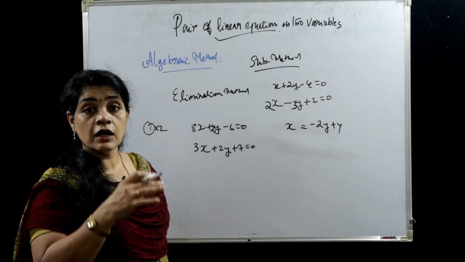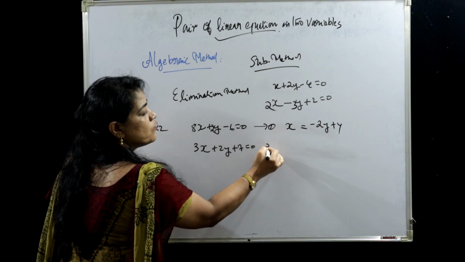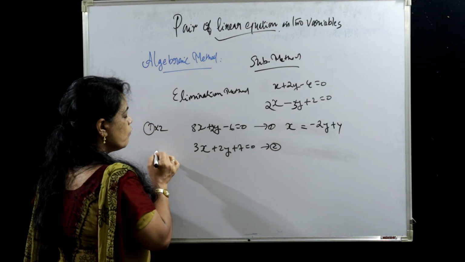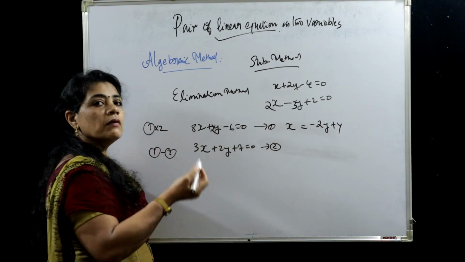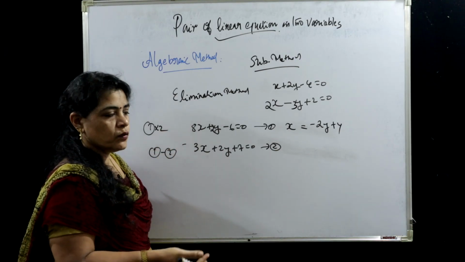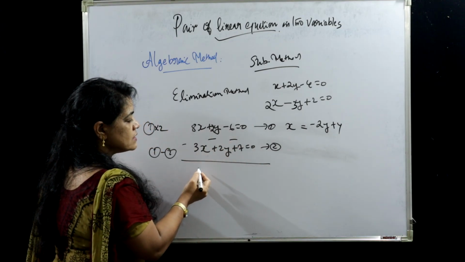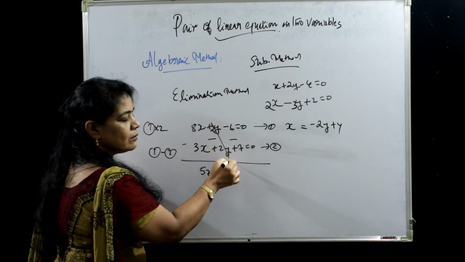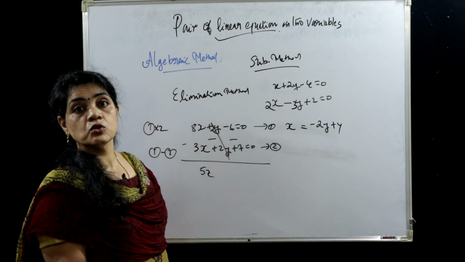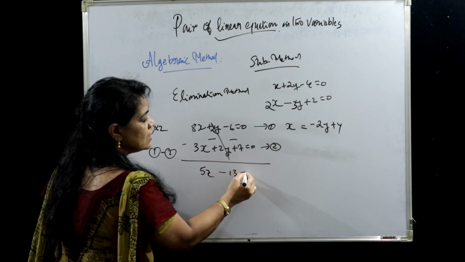Then what we need is to eliminate. For that you have to subtract equation 1 from equation 2. So 1 minus 2: if you are doing 1 minus 2, you have to change the sign of the second equation, minus minus, then you can add. So 8 minus 3, 5x. This term gets cancelled: 2y minus 2y gets cancelled, and here you will have minus 13 equal to 0.